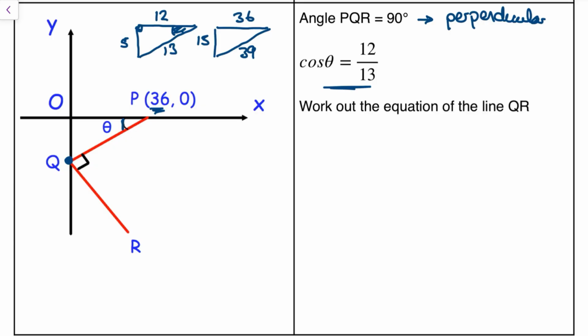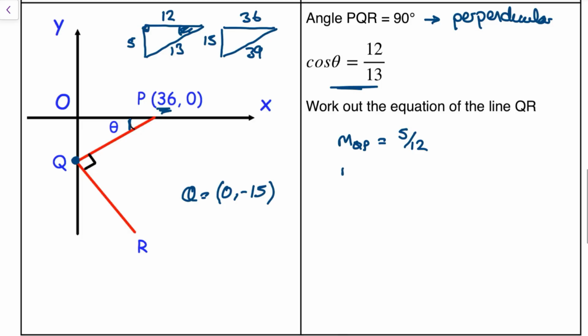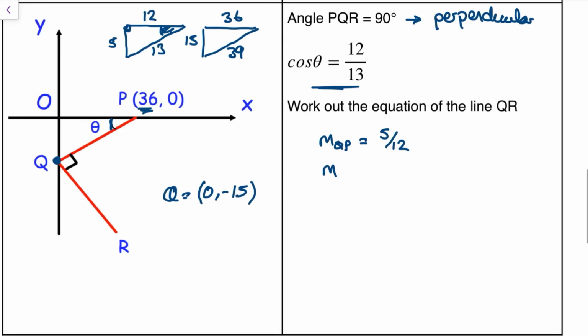And the reason that's important is because that allows me to note that Q is 0, minus 15. And I've got my Q value. The other thing it allows me to do is work out the gradient of Q to P. And the gradient of Q to P goes across by 12 and goes up by 5. So in other words, it's going to be 5 over 12, which means the negative reciprocal, in other words, the gradient of Q to R is minus 12 over 5.